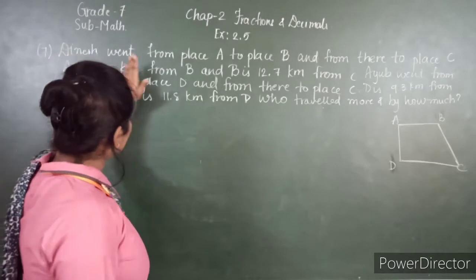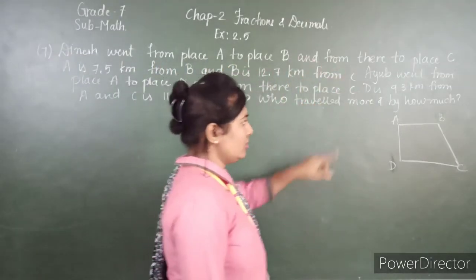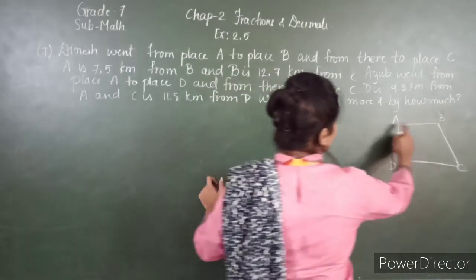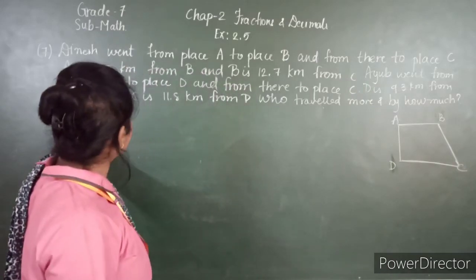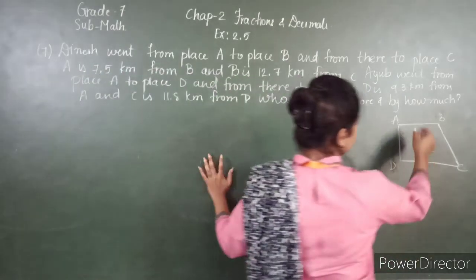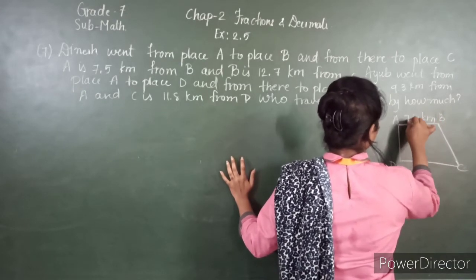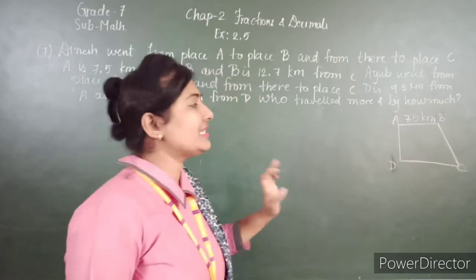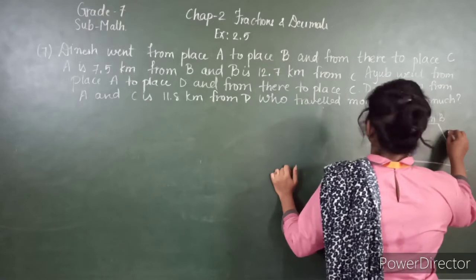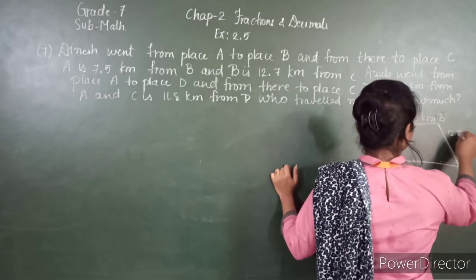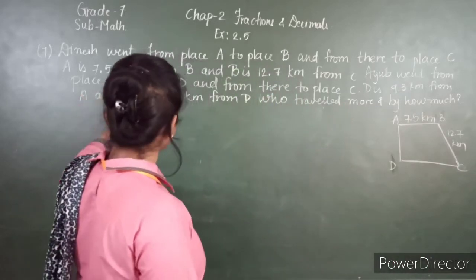Number 7. Dinesh went from place A to place B and from there to place C. So here Dinesh went from A to B and from B to C. A is 7.5 km from B, so this is the 7.5 km distance from A to B. And B is 12.7 km from C. So this is 12.7 km. Now Ayub went from place A to place D.